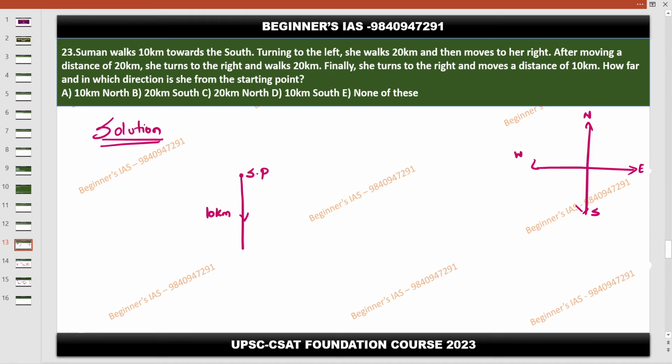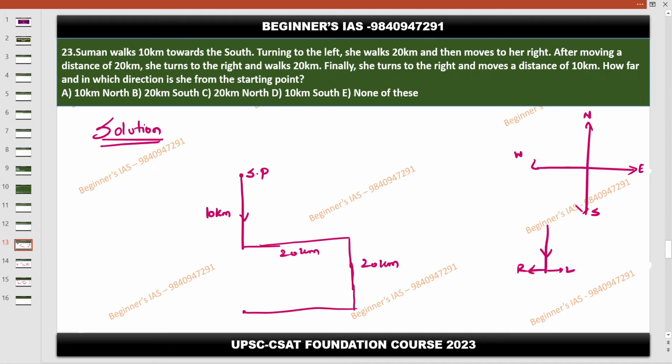Turning left. So left means this one. If a person is walking now in this direction, this is going to be his right, then this is going to be the left. So please be very careful with the basics. Then turning to the left she walks 20 kilometer. Then she turns towards our right and walks 20 kilometer.